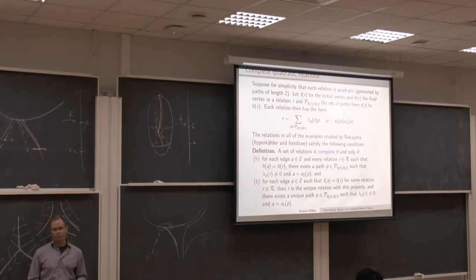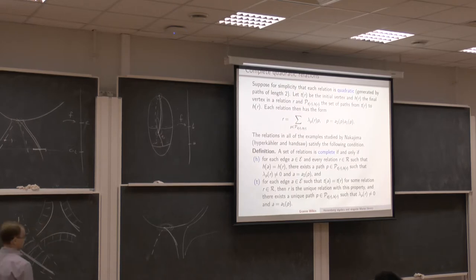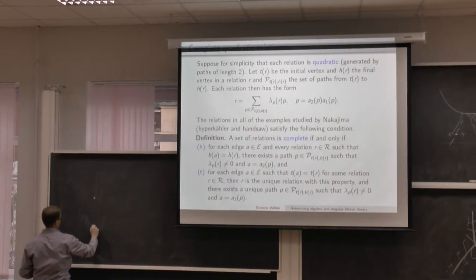Essentially, we need this for the construction later in the talk today. And this is some condition that's satisfied by all of Nakajima's examples. So what this says is, if I can draw this over here, apologies to the people on the other side. Just draw that ADHM.